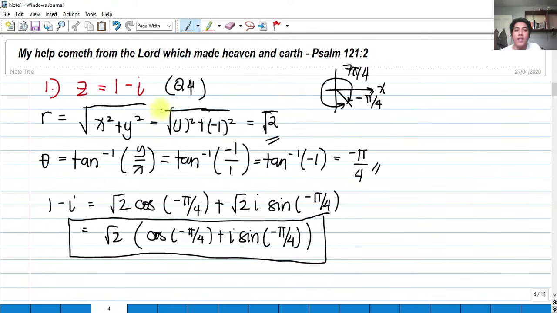Again, if the complex number lies in quadrant 4, we can measure the angle clockwise or counterclockwise from the positive x-axis.